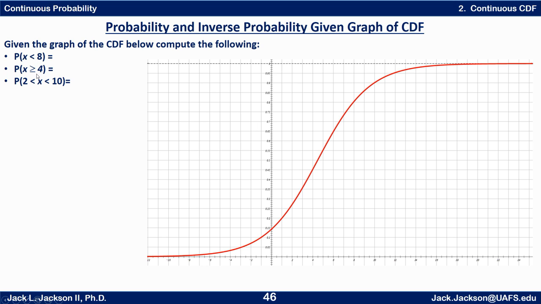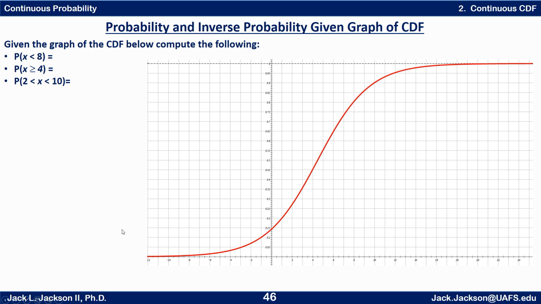So let's take these three types of probabilities that we just talked about and compute them on the graph. Find the probability that x is less than 8, the probability that x is greater than or equal to 4, and the probability that x is between 2 and 10. So let's start with the first one. Can you look at this graph and just tell me what the probability is that x is less than 8? Can you read it off the graph?